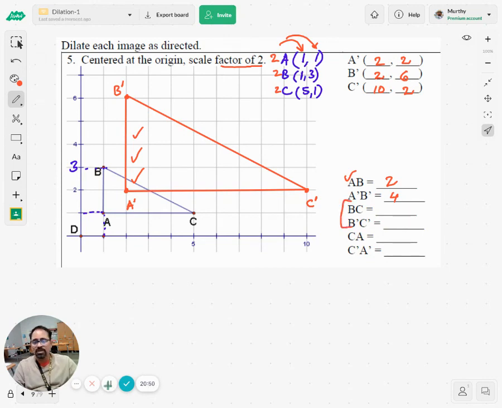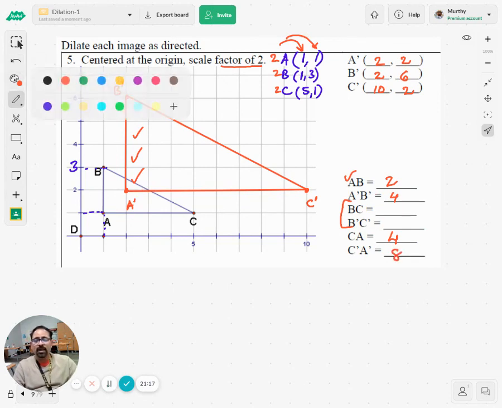And I'm going to CA. CA, I see that 1, 2, 3, 4 blocks. So let's say 4 units. That's the length of AC. And next, A prime, C prime length 1, 2, 3, 4, 5, 6, 7, 8. Therefore, A prime, C prime length is 8.